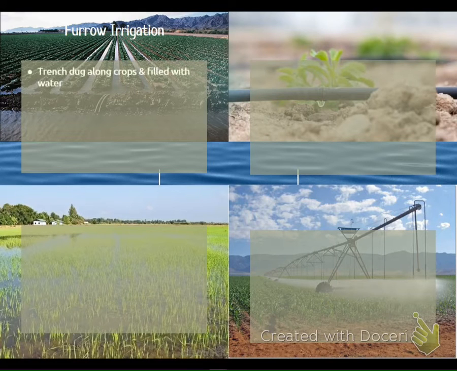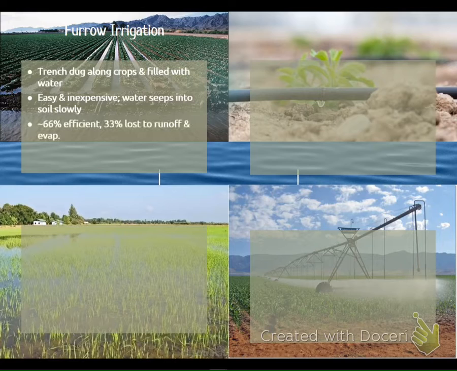Furrow irrigation is, as you can see up there, where trenches are dug beside the crops and filled with water. So basically you have the holes, you build up a low mound in between the trenches and where the crops are going. It's very easy to do, inexpensive, and the water seeps into it very slowly. But it's not very good as far as water loss. About a third of the water is lost due to runoff and or evaporation.